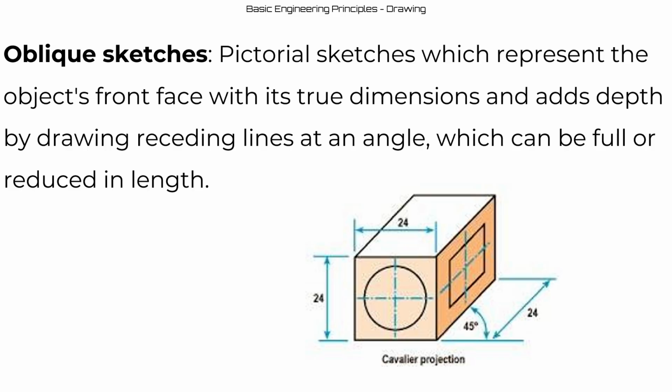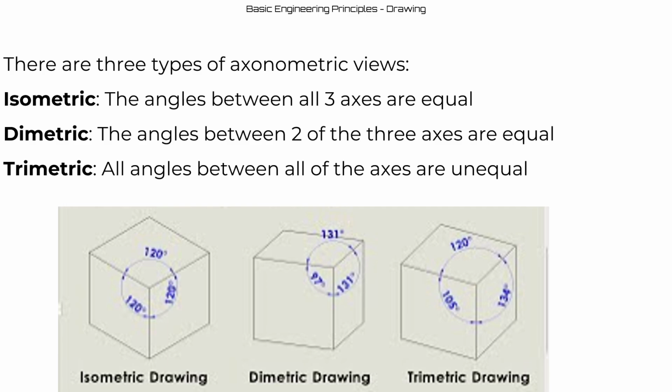Oblique sketches are pictorial sketches which represent the object's front face with its true dimensions and add depth by drawing receding lines at an angle, which can be full or reduced in length. The main reason to use an oblique sketch is to capture detail on the front face, because an oblique sketch has the front face in the plane of the paper, so it's easier to see in true dimensions, whereas an isometric would have it at an angle, which makes it harder to see.